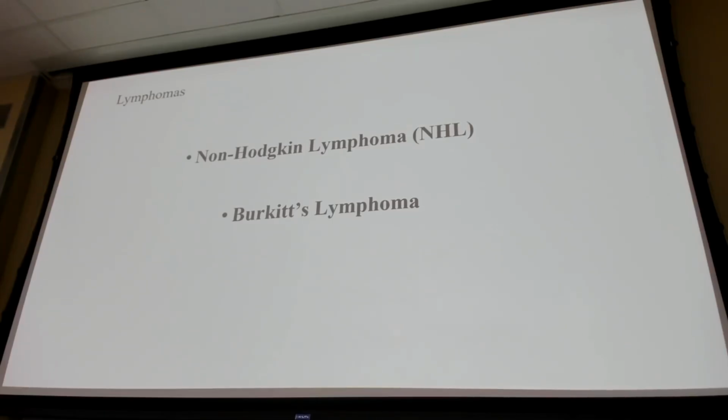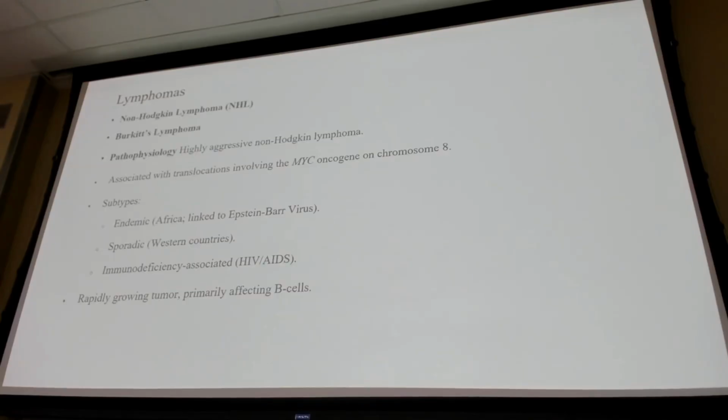One of the subtypes, Burkitt's. Highly aggressive, yes, oncogene, and the subtypes: endemic, linked to EBV, Epstein-Barr; sporadic, more in Western countries; and then HIV/AIDS immunodeficient patients. Burkitt's lymphoma is rapidly growing, primarily affecting your B cells, a B cell lymphoma.